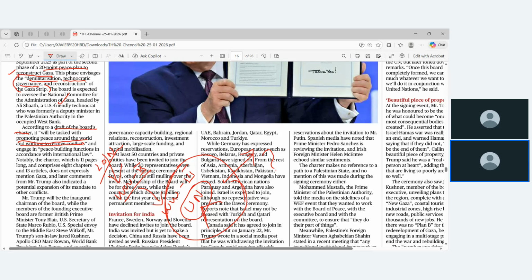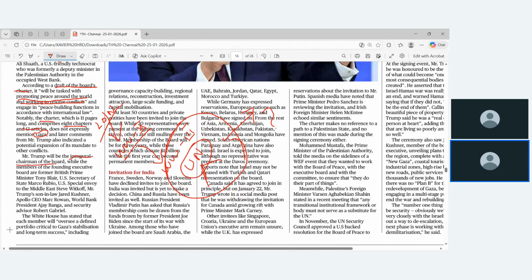Now let us look into what exactly the Board of Peace is. It has a charter, 11 pages long, comprising 8 chapters with 13 articles. But the entire chapters and articles do not mention Gaza. At the same time, the inaugural chairman of the board is Trump himself, and other executive board members are there. You just check: the British Prime Minister, the Middle East envoy, Trump's son-in-law, the Apollo CEO, the World Bank president.